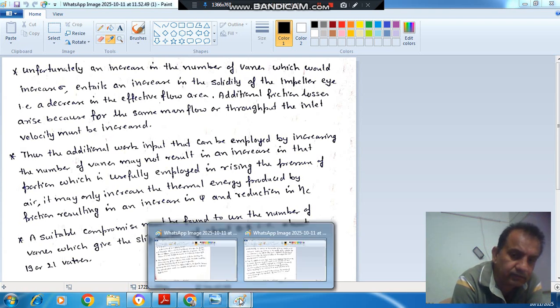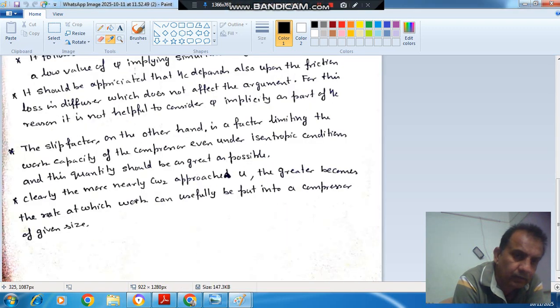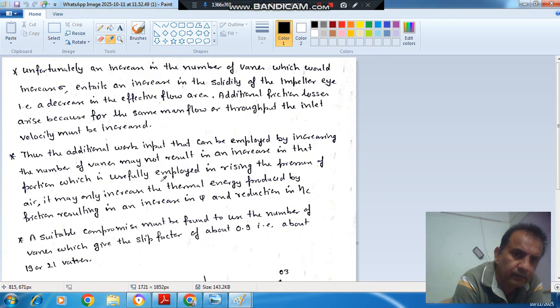So I will read this out also. A slip factor, on the other hand, is a factor limiting the work capacity of the compressor even under isentropic conditions. This quantity should be as great as possible. Clearly, the more nearly Cw2 approaches U, the greater becomes the rate at which work can usefully be put into the compressor for a given setting.